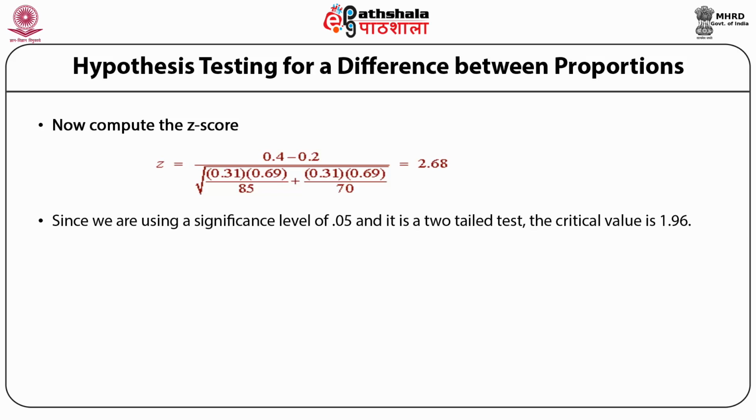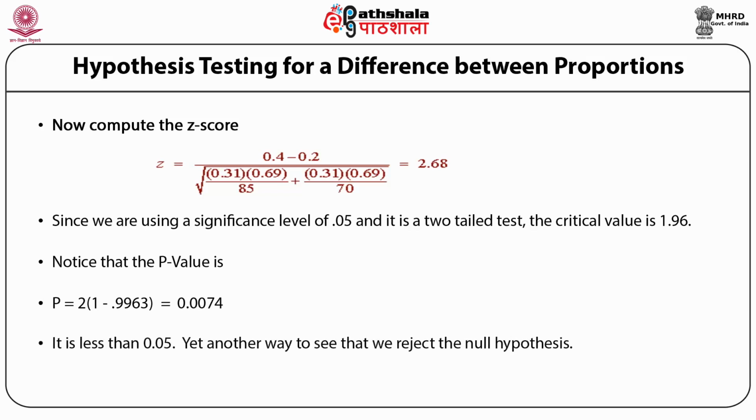And for finding out the p-value in the conventional way, the formula is 2 into 1 minus 0.9963, which comes out to 0.0074, and since it is less than 0.05, it is another way to prove that there is a significant difference between the boys and girls as far as the usage of drugs is concerned.